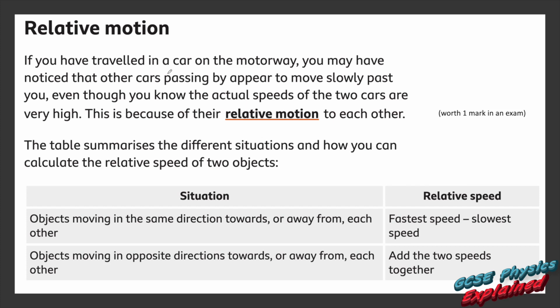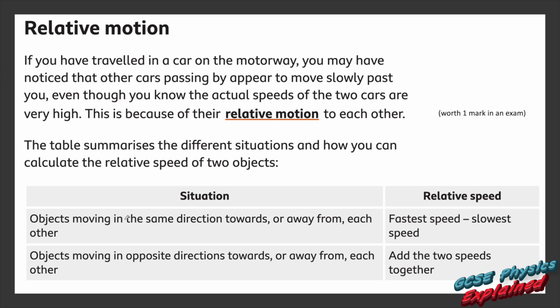So, if you have travelled in a car on the motorway, I'm sure you have, you may have noticed that other cars passing by appear to move slowly past you, even though you know the actual speeds of the 2 cars are very high. So in other words, you might be going at 60 miles an hour and you know that they are maybe going 70 miles an hour. So you're both going fast. However, what is your relative motion compared to the other car?